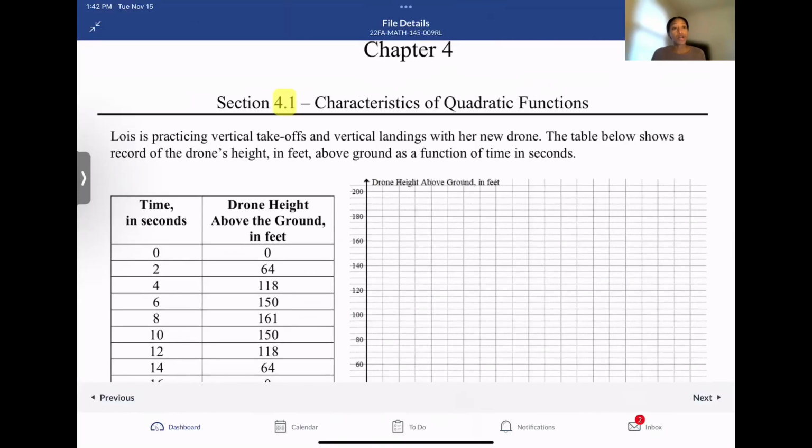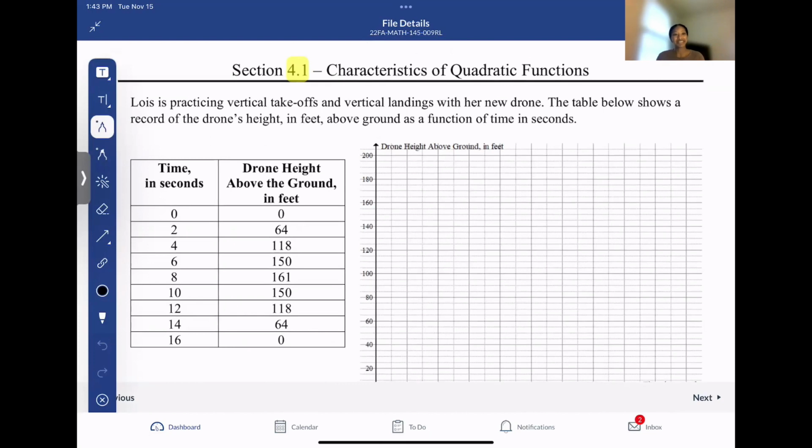All right, so chapter 4 is all about quadratic functions. But for our introductory example here, Lois is practicing vertical takeoffs and vertical landings with her new drone. So vertical means going straight up and straight down. So she wants to take off vertically, going straight up, and then land the drone straight down, okay?